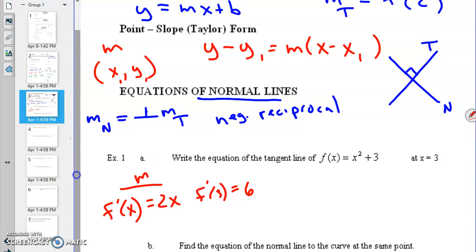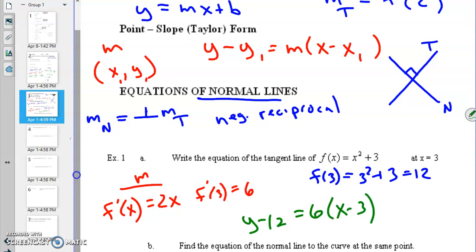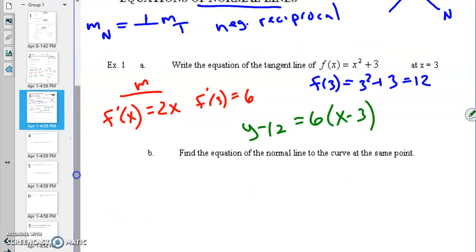Now, I need the ordered pair. I need the point x, y, and I just have the x. What does that mean we're going to do? We're going to plug 3 into the function to find the y coordinate of the point. 3 squared is 9 plus 3 is 12. Now we're ready to rock. Let's put it all together. Y minus the y coordinate, 12, equals slope 6, x minus the x coordinate 3. And again, if you like to pretty that up and get it into mx plus b form, do it. You don't have to. All right, let's move to the normal line of this same curve, okay?